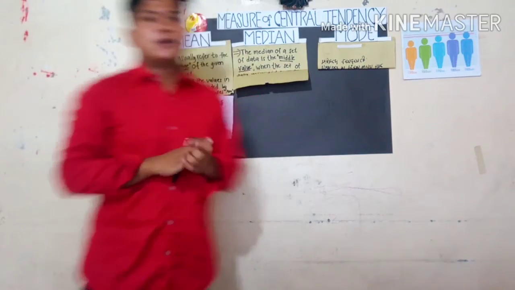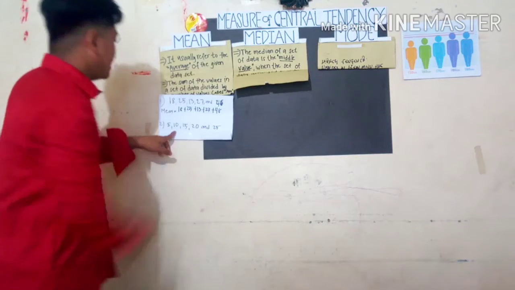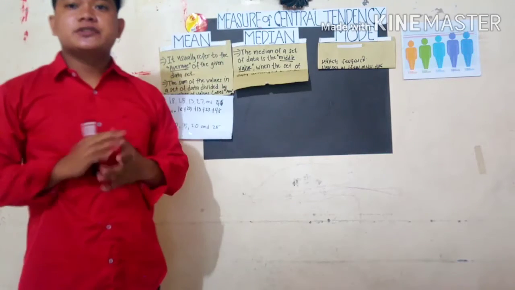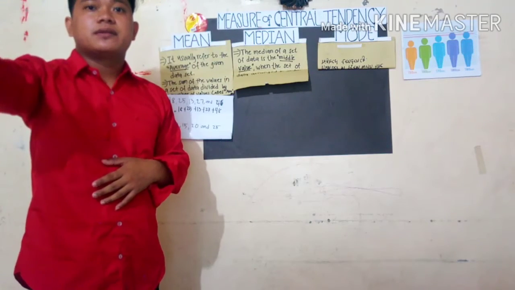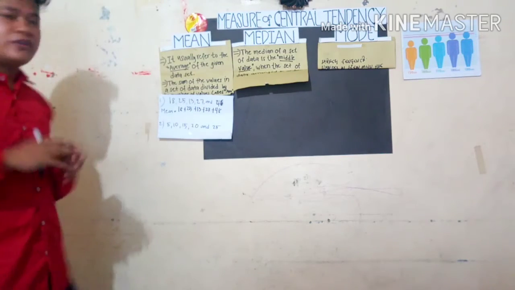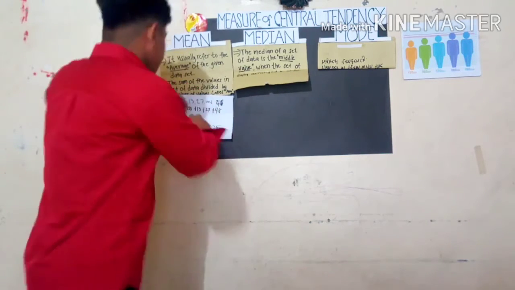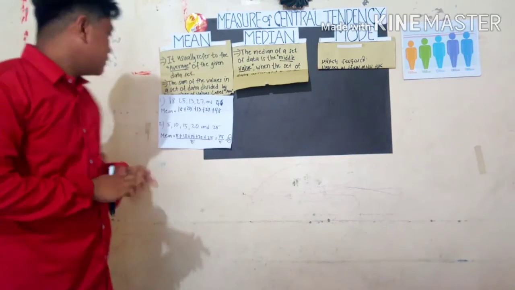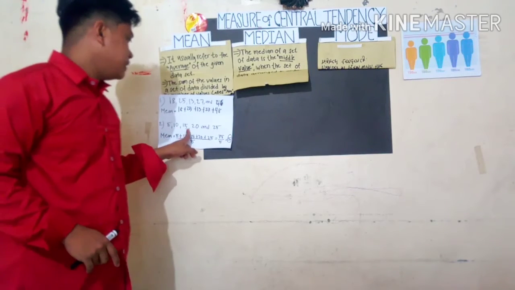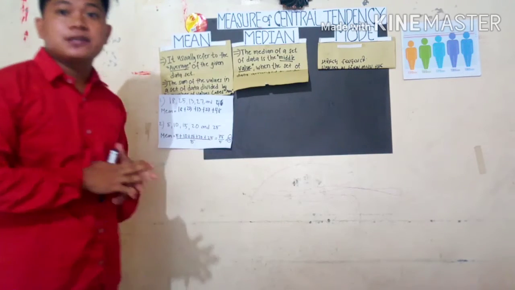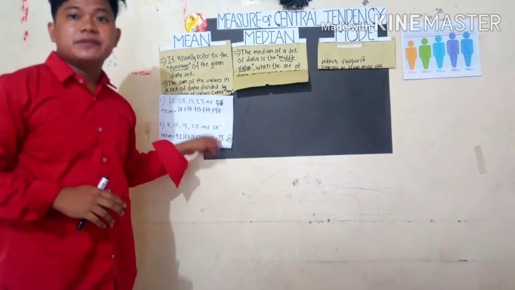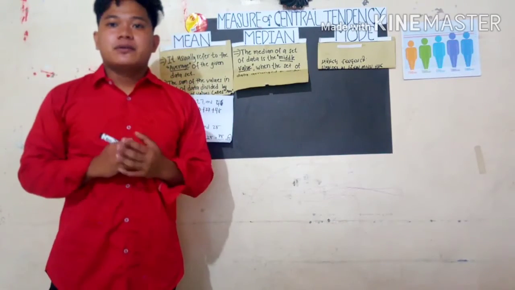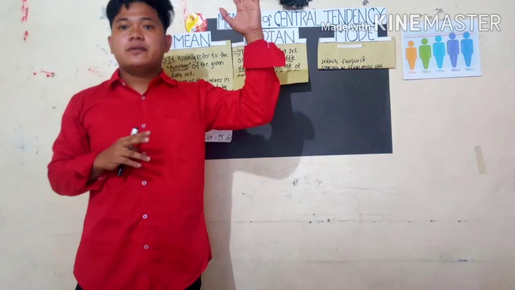So let's try another example. Let's say we have 5, 10, 15, 20, and 25. Who wants to go to the board and solve for the mean? Yes, Sarah. You may now proceed. Okay, very good, Sarah. Our mean is, according to your classmate, 15 because 5 plus 10 plus 15 plus 20 plus 25 is equal to 75. And 75 is divided by the number of values, which is 5. Then we have 15. Very good, Sarah. So, class, any question?